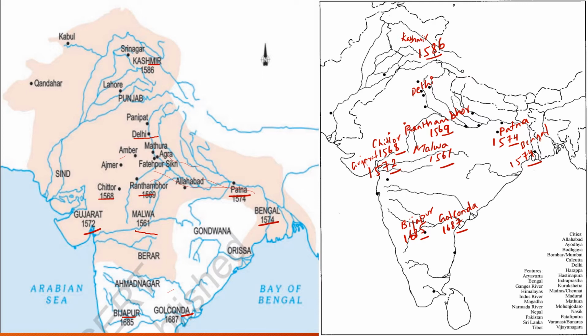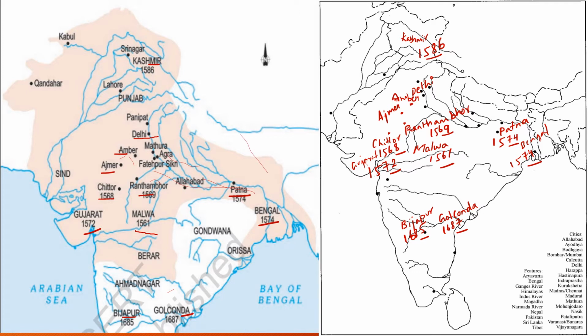Along with Delhi, some important places are Ajmer and Amber. Ajmer and Amber are in the Rajasthan region. You can mark Ajmer here, and above that you can mark Amber. You can mark them near this in the Rajasthan region.